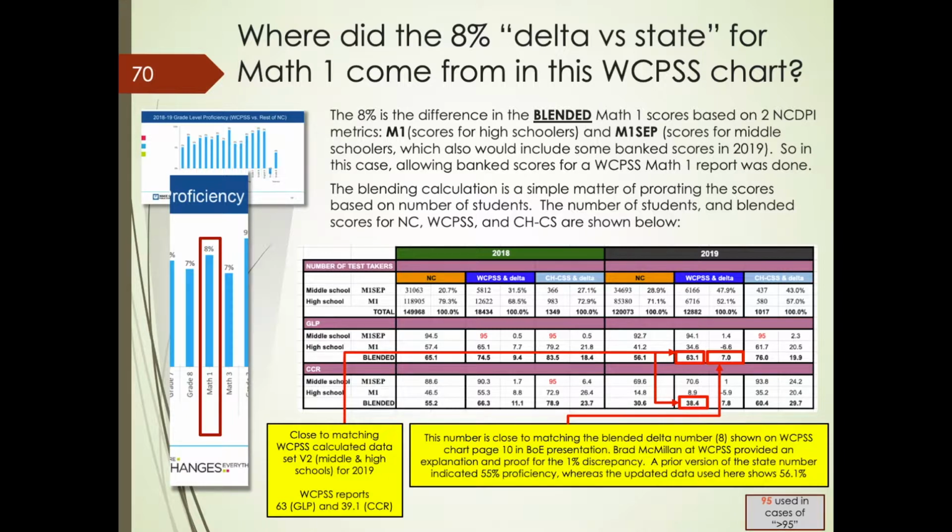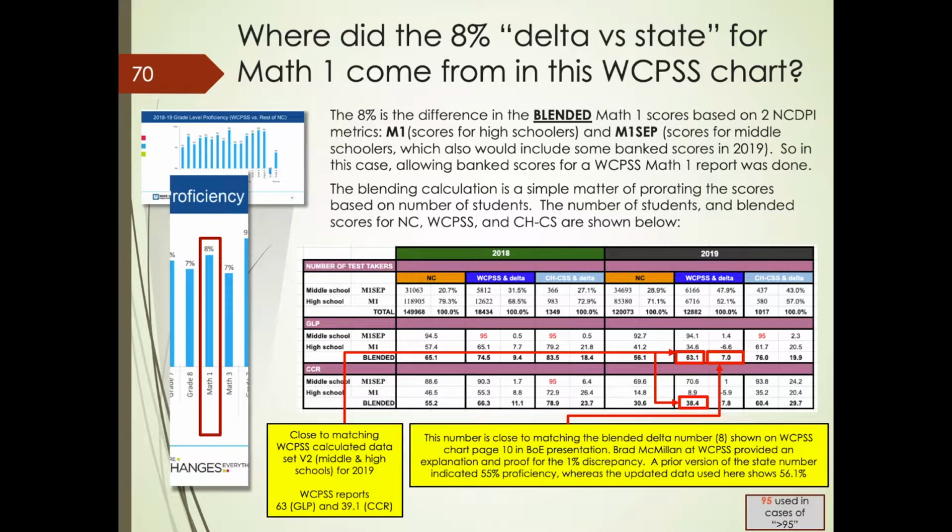particular number is measuring. This is a delta number, again, versus the state, showing how Wake County compares to the state. On the chart it was 8%. And the numbers that were being compared here are the blended Math 1 scores for middle school and high school together. I confirmed with NCDPI how this blending calculation is done.